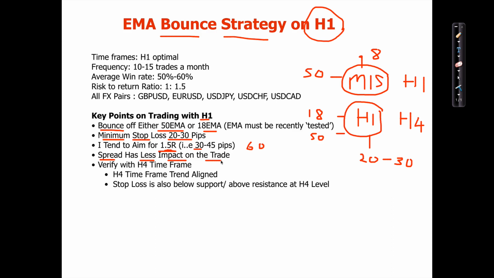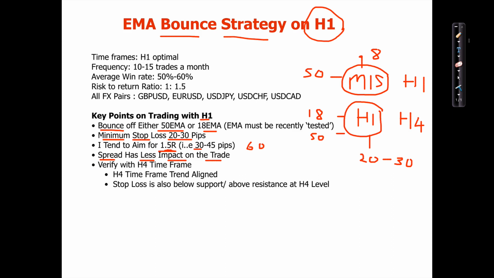So in that case, I would suggest you trade on H1 or H4 time frame, because when you trade on a higher time frame and the stop loss is wider, like 20, 30, 40 pips, then the spread of 2 or 3 pips doesn't make much of a difference. All right, so that's another advantage.